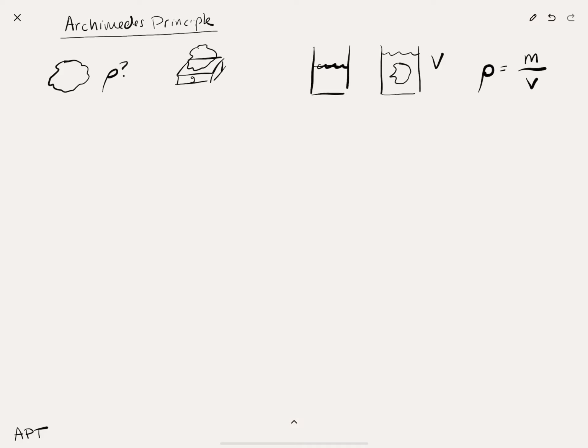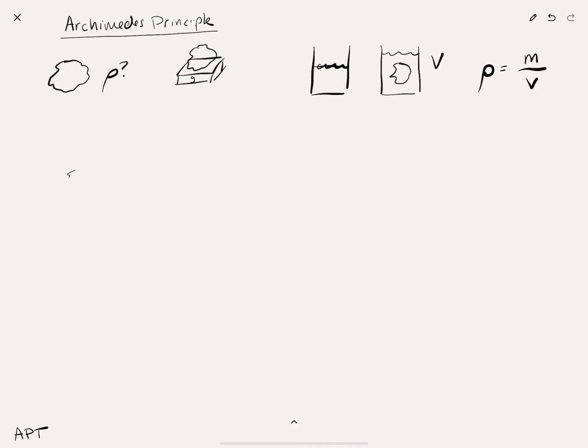But what happens if you can't easily measure the volume of that object? Either it's irregular in shape, or you don't trust the methods you have. I'm going to show you today something that was invented supposedly by Archimedes many years ago as a way to determine the density of a material or an object without ever explicitly measuring its volume.